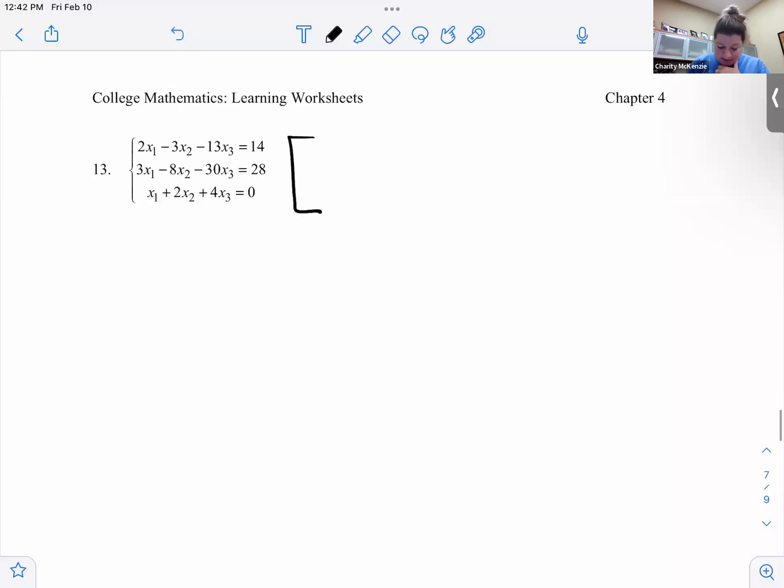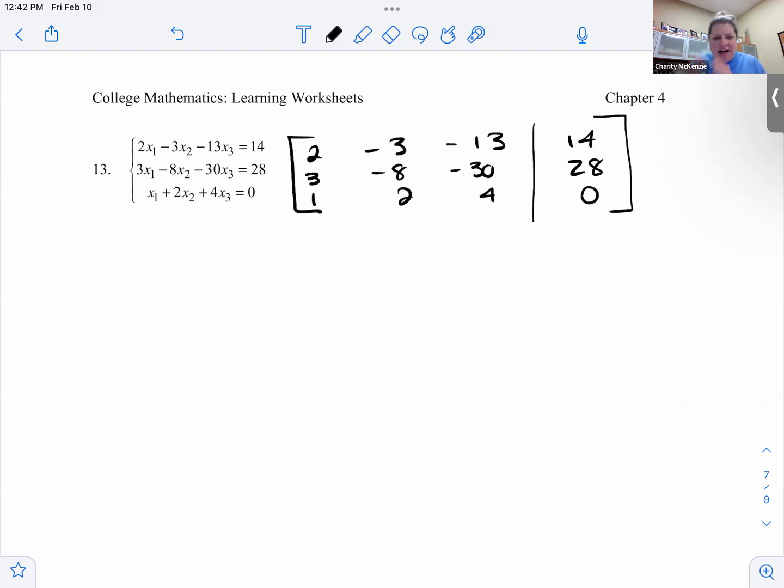All right, so we start by writing this as a matrix: 2, -3, -13, 14; 3, -8, -30, 28; 1, 2, 4, 0. We draw a line or dotted line, whichever way. Like I said before, we usually see it dotted, but it's a line in your notes, so either way. What is the order we have to go in to keep our zeros in the right place? We go this way, then this way, being careful that we use rows with zeros if we need to keep a 0 in a certain spot.